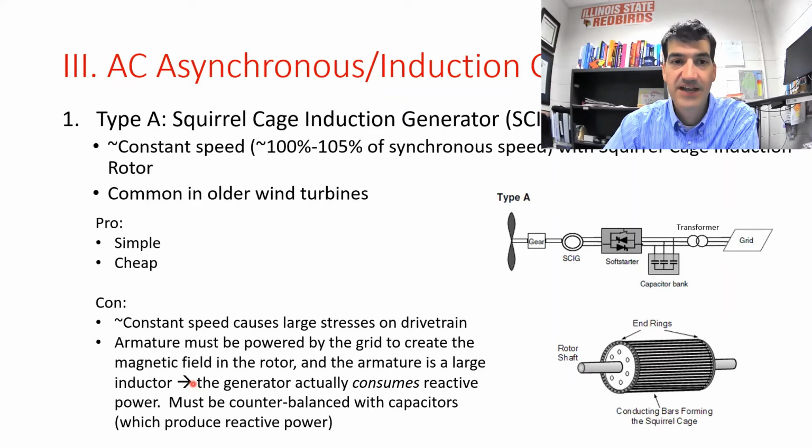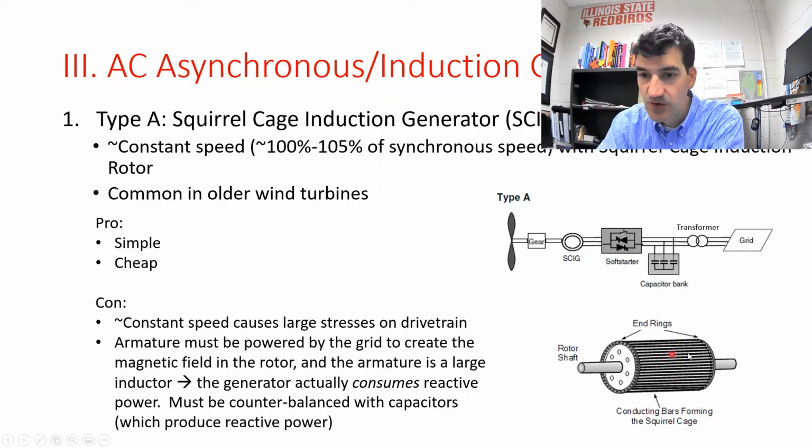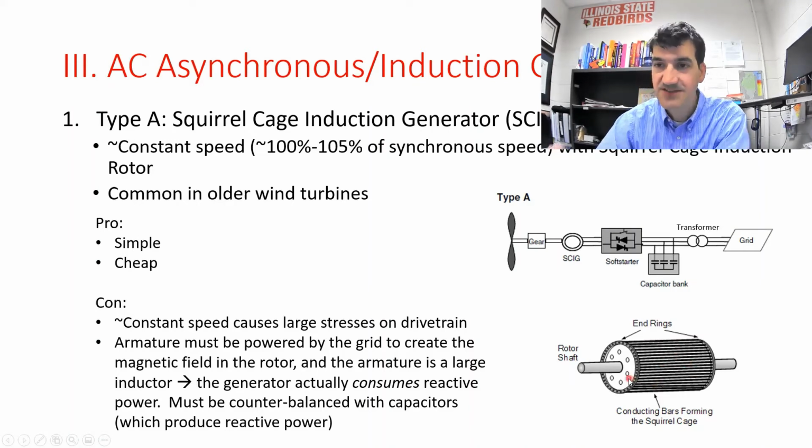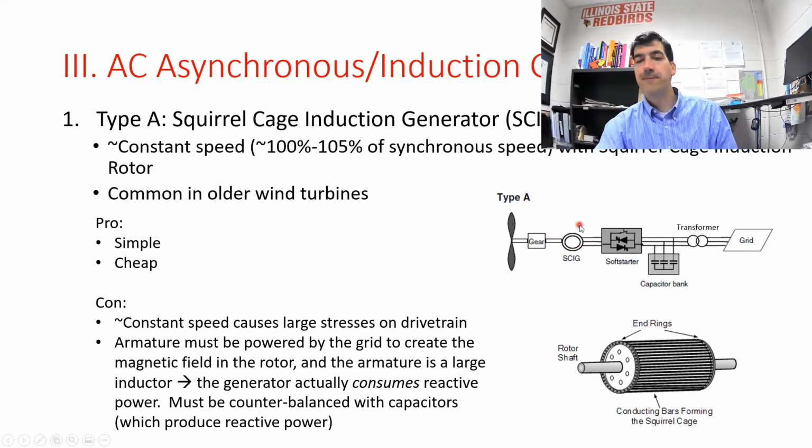So this is the one that I just described, the squirrel cage induction generator. And here's what the rotor looks like. This is all the bars that are going across. You can imagine a squirrel inside there running on its exercise wheel. And this is the schematic diagram. Here is our squirrel cage induction generator. This is the schematic diagram of a wind turbine that uses a squirrel cage induction generator.